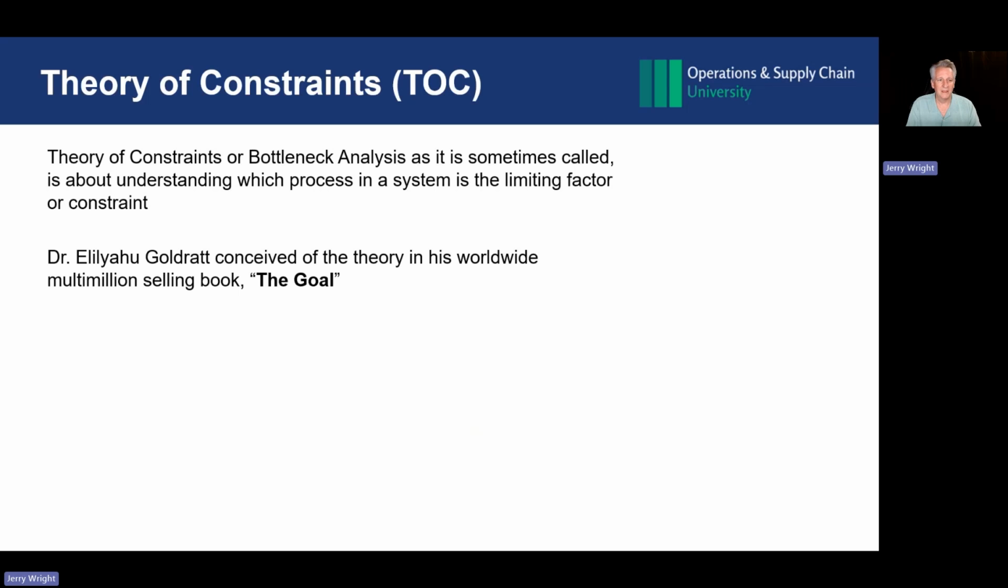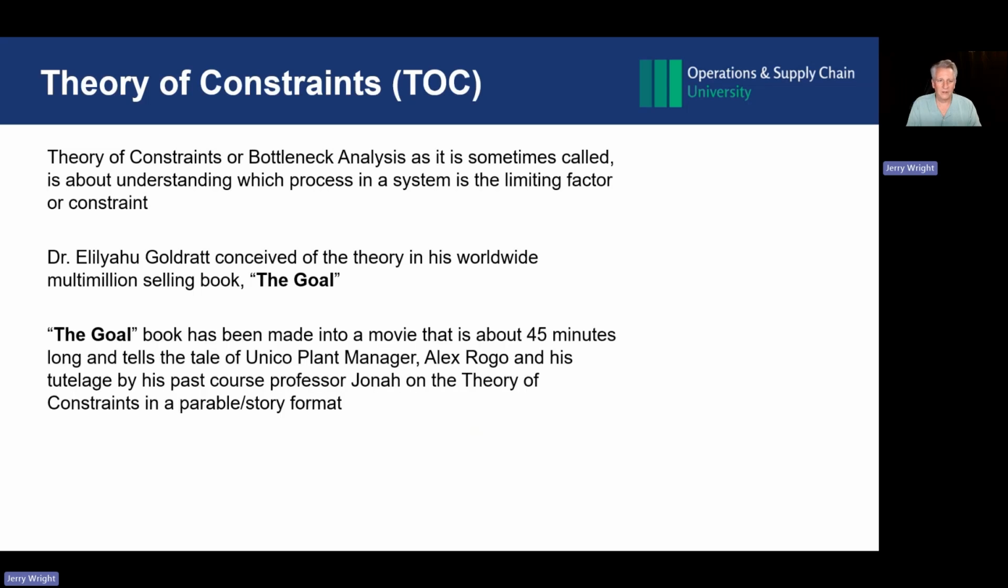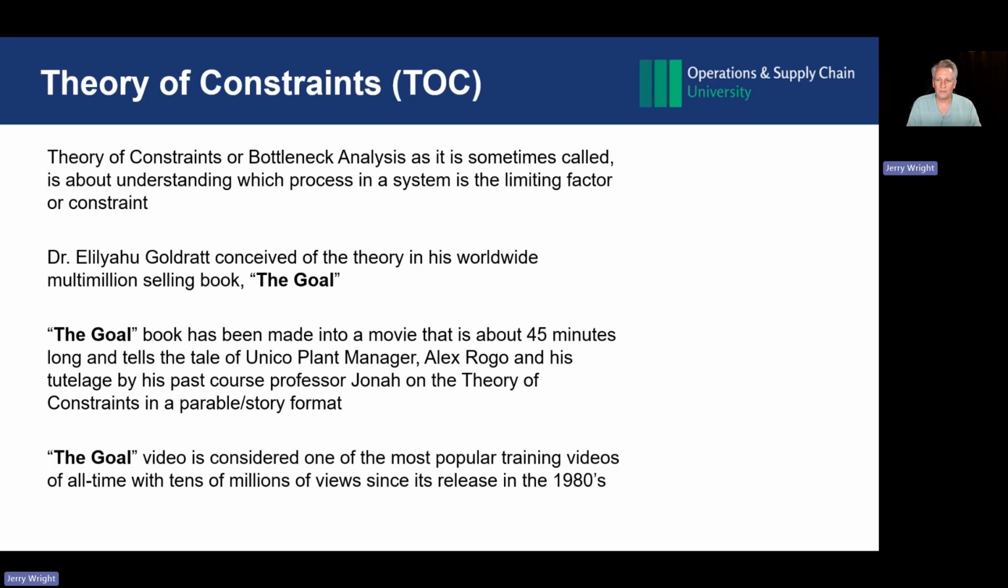It can be either. Dr. Eliyahu Goldratt conceived of the theory in his worldwide multi-million selling book, The Goal. The Goal book has been made into a movie that is about, I think, 45, 46 minutes long, and it tells the tale of Unico's plant manager, Alex Rogo, and his tutelage by his past course professor, Jonah, on the theory of constraints in a parable or story type format.